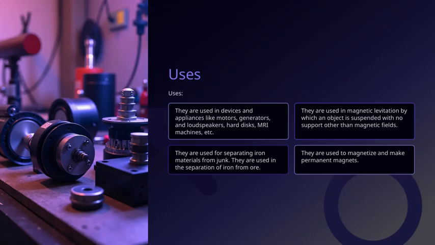Another fascinating application is magnetic levitation, where objects are suspended without any physical support, thanks to magnetic fields. This technology is used in advanced transportation systems like maglev trains, providing a smooth and fast ride. Finally, magnets are key in magnetizing materials to create permanent magnets, which are used in countless applications, from simple refrigerator magnets to complex industrial machinery. All these uses highlight just how integral magnets are to modern technology and industry, connecting to our broader theme of understanding magnetic properties and their practical importance.